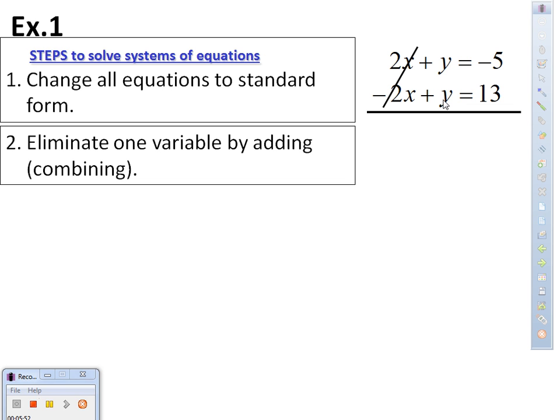What do we have left? 1y plus another y becomes what? 2y, 13 minus 5, 8. So this is 2y equals 8. Copy that, please. Boom.